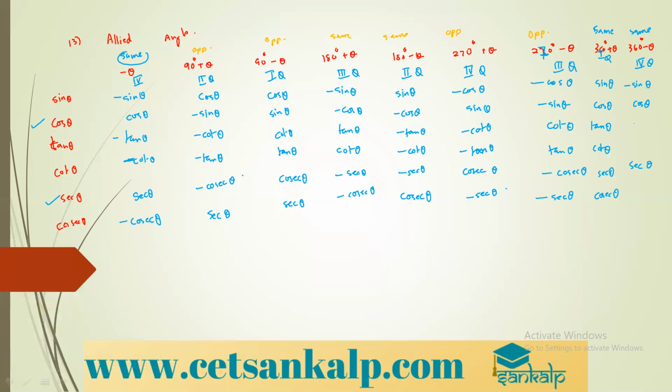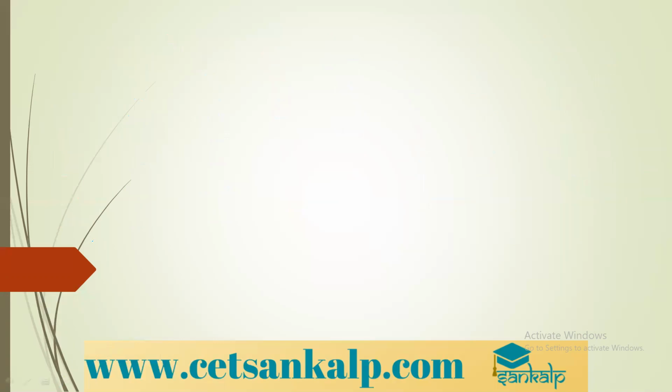Tangent same, but in fourth quadrant. So minus tangent theta, cotangent same, minus cotangent theta. And cosecant same, minus cosecant theta. This is how you can make these allied angles table and memorize it. Apart from this, there are some again formulas, addition formulas.